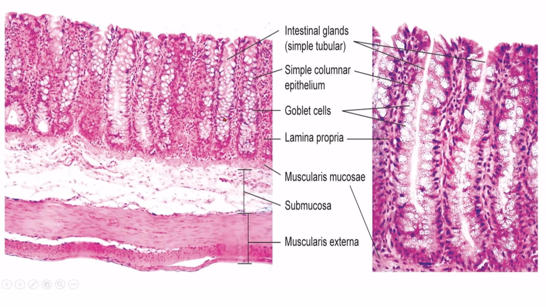You can see here the slide. This is how the actual slide looks. You can see more goblet cells. This is the muscularis mucosae, this is the submucosa, this is the inner circular layer, this is the outer longitudinal layer. You can see an enlarged photograph of the crypts of Lieberkühn. These are the goblet cells.